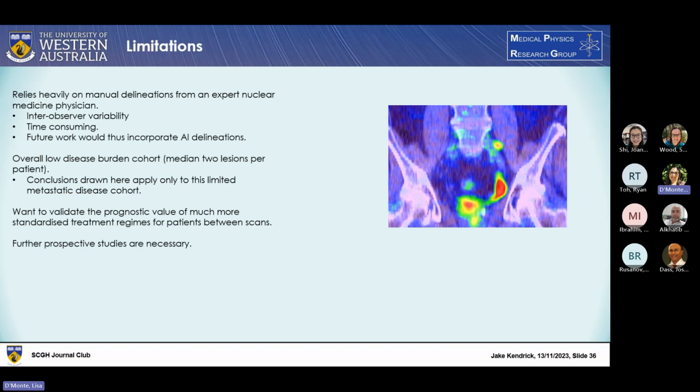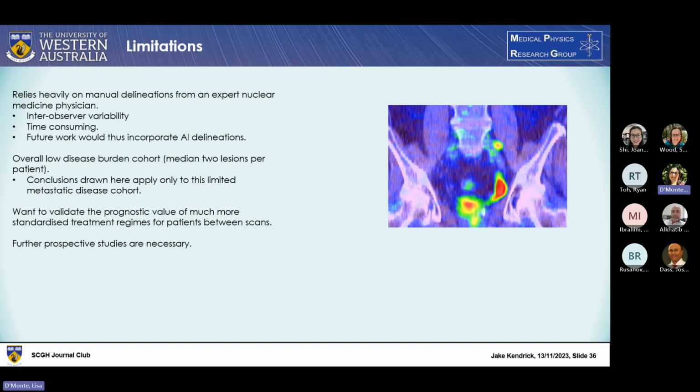I covered a few of the limitations already, but as I said, this relies very heavily on the delineations of a nuclear medicine physician. Of course, there is intra-observer variability that needs to be accounted for, so different observers are going to segment different numbers of lesions and different areas of lesions when they do agree that there's actually a lesion there. And of course, this is an extremely time-consuming process. So this is something that outside of clinical trials probably isn't going to be done in regular clinical practice, which is why we need to incorporate automated delineation methodologies into this process and assess whether they are prognostic as well.